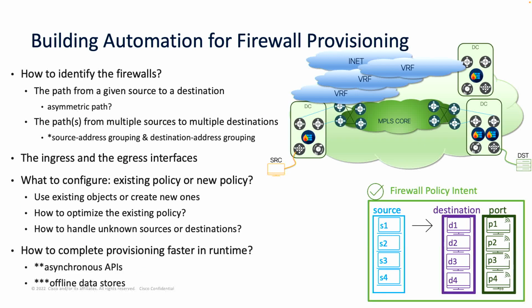Now, what we need to consider in building the automation for that. How to identify the firewalls, I already talked about it. We need to find the path. And finding the path is, I think, one of the key solution novelties from today, if you would like to remember that, if not the others. A path from one source to one destination is one thing. A path from multiple sources to multiple destinations is another thing, and we will also cover that. And we need to know the ingress and egress interfaces for the reason I just talked about, and whether to use an existing policy or create a new policy.